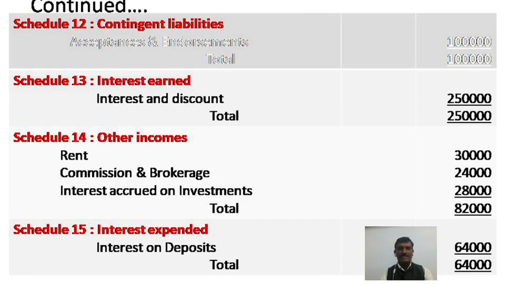And next, schedule number 14, other income, we have three items. One is rent, commission and brokerage is given in the problem, and interest accrued on investment is also available in the trial balance, and the total of these is rupees 82,000. Then as far as schedule number 15 is concerned, interest expended is given. Only one item, interest on deposits, is available, that is 64,000.